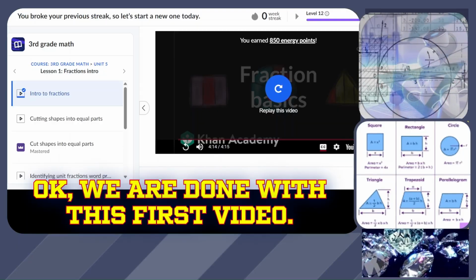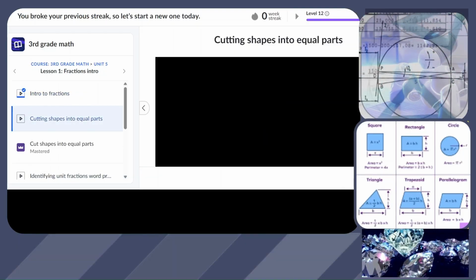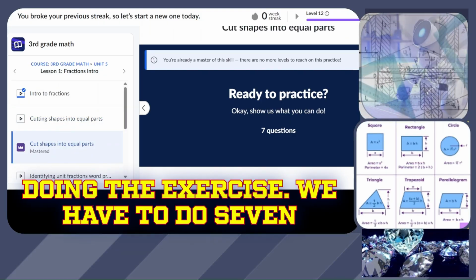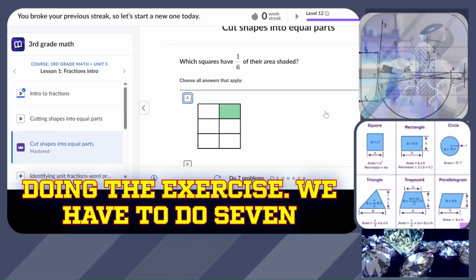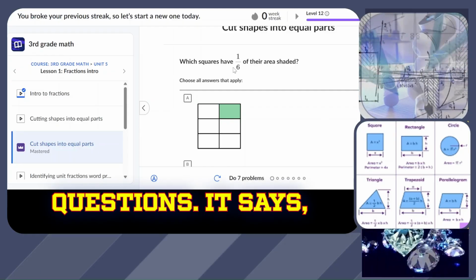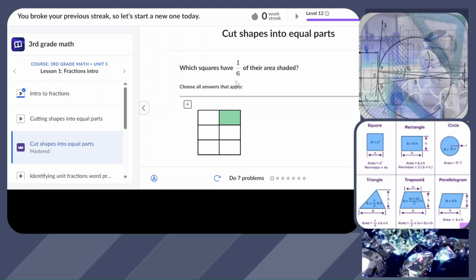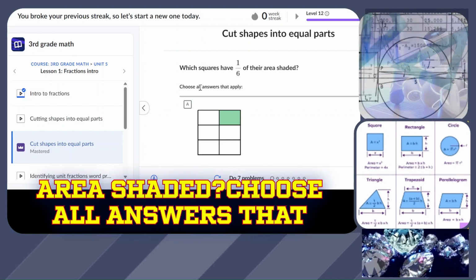Okay, we are done with this first video. Let's skip this video, and now we're doing the exercise. We have to do 7 questions. It says, which squares have 1/6 of their area shaded? Choose all answers that apply.